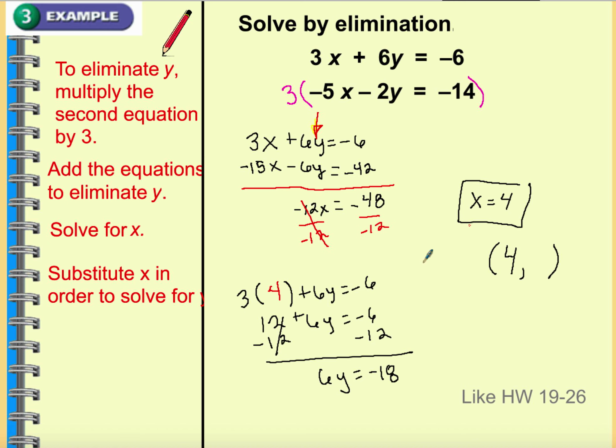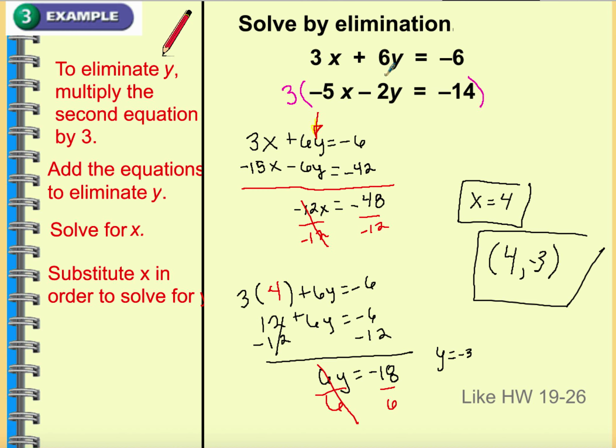One step away from finding out what y is equal to. I'm going to divide both sides by 6. And I've got y is equal to, let's see, negative 18 divided by 6. That's going to give me y is equal to negative 3. So that is our solution point. That's where these two lines are going to intersect. And they're linear equations, so it makes sense that there's just one solution. And that's the elimination method.